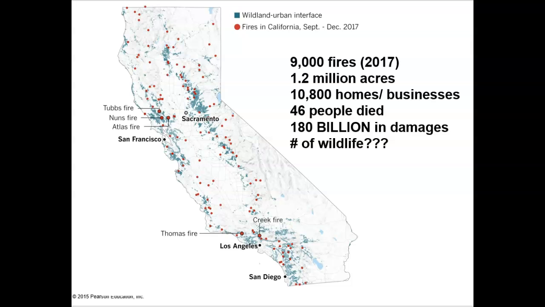There were 9,000 different, individual fires in 2017 that burned about 1.2 million acres. That's a lot of land. About 10,800 homes and businesses were burned. 46 people died. There was about $180 billion in damages.